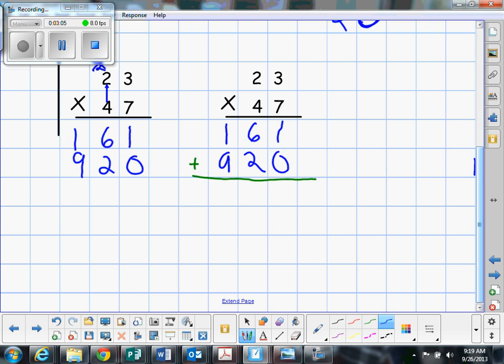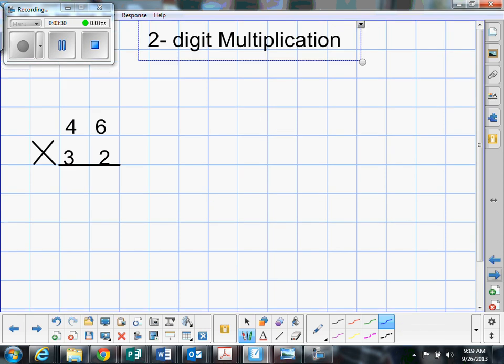So we have 161 plus 920. I can't stress how important it is to make sure your numbers are stacked straight and even. So the ones column or the units column is lined up, the tens column is lined up, and the hundreds column is lined up. So it's easy to add. 6 plus 2 is 8, 9 plus 1 is 10. The answer is 1081.